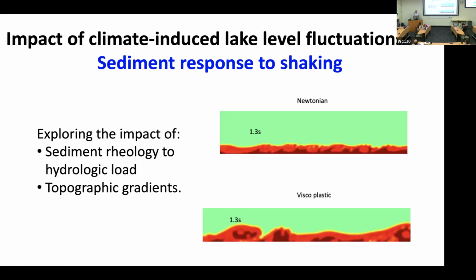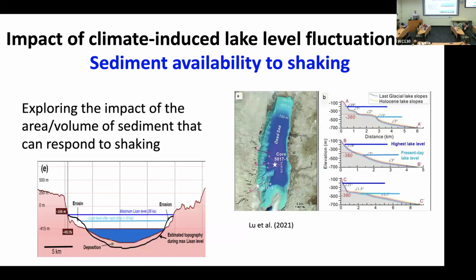So another explanation is sediment response to shaking. This is our group at Tel Aviv University. It studies the effect of different geology in response to hydrological load. What happens if we have Newtonian flow? This type of rheology is how the material behaves in response to stress. So we can see that if we have viscoplastic flow, which is a different characteristic, we can have different things. So we keep working on that.